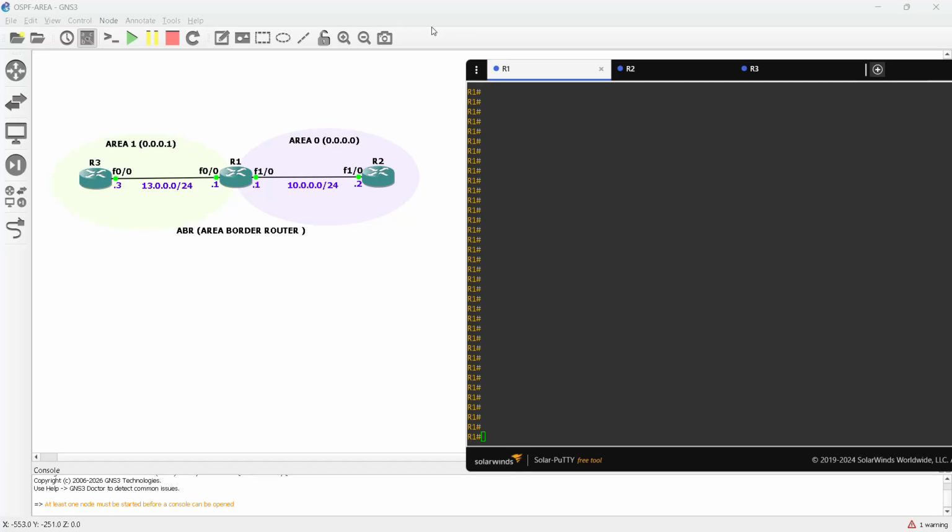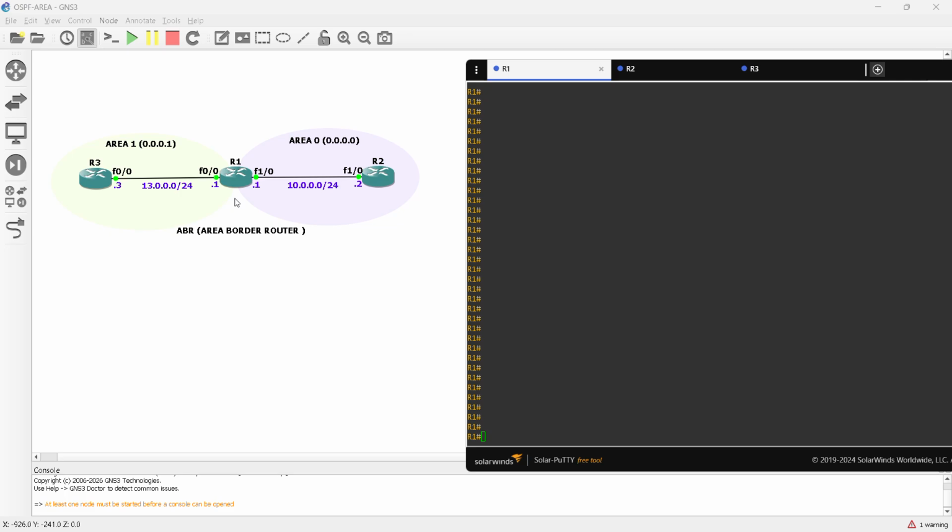Hi everybody, my name is Bhavishya, and in the previous lecture we saw the rules to form neighborship. In this lecture we will discuss the last rule to form the neighborship, which is that the subnet mask of the IP configured on our interface should be the same. So let's head right into it.